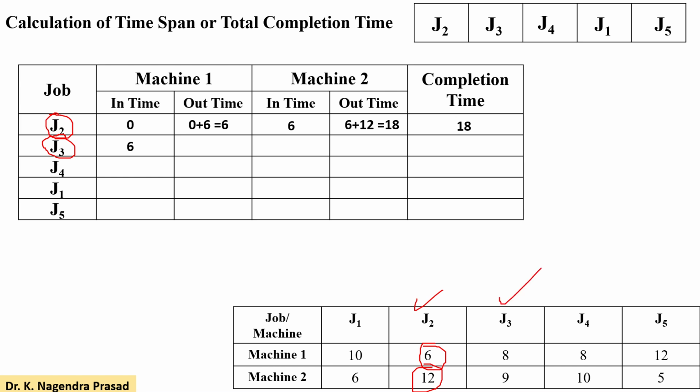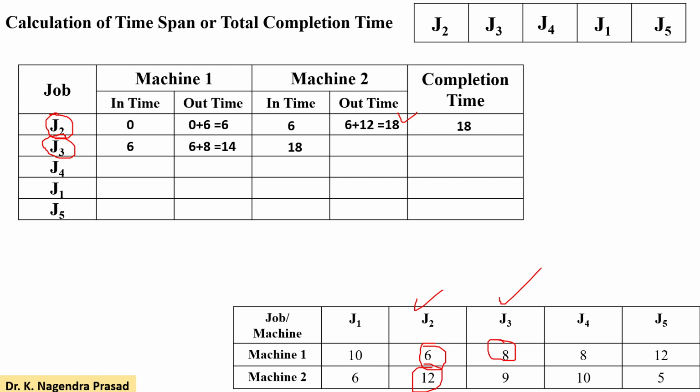So job J3 on machine 1 has a processing time of 8 hours. So out time is 6 plus 8, which is equal to 14. Next, job J3 has to be moved to machine 2 after the 14 hours. But machine 2 is engaged up to 18 hours with the job J2. Then in time for job J3 on machine 2 is 18.